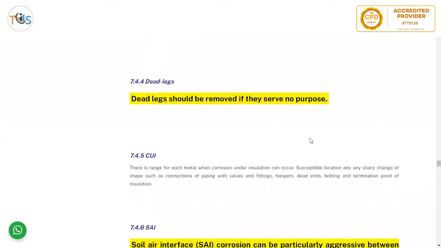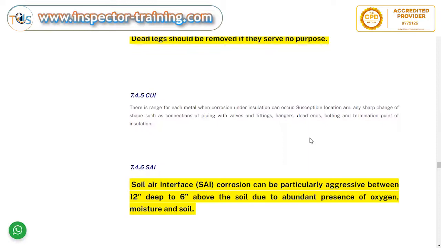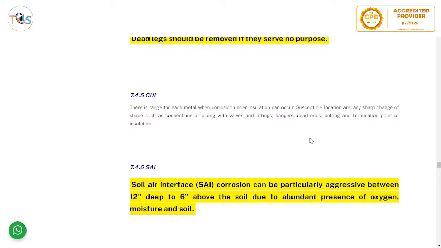Dead legs may be removed if they serve no purpose, because they keep stagnant water, there is fouling, and there is accelerated corrosion at dead legs. By dead legs, we mean a pipe where one end is blinded, or there is no flow or little flow. It also includes the branch pipe that is taken to connect a pressure or temperature gauge.